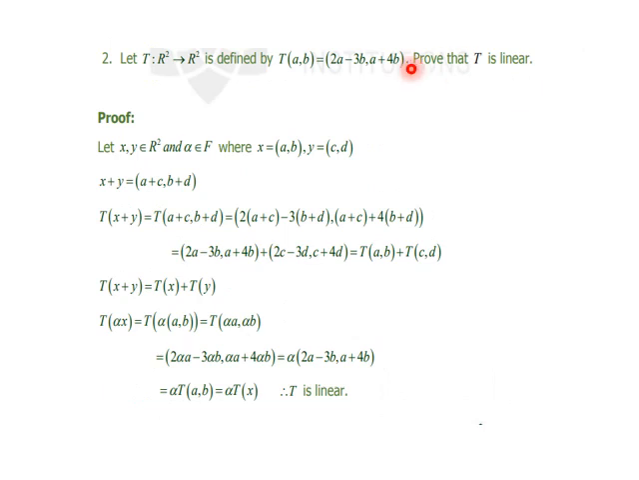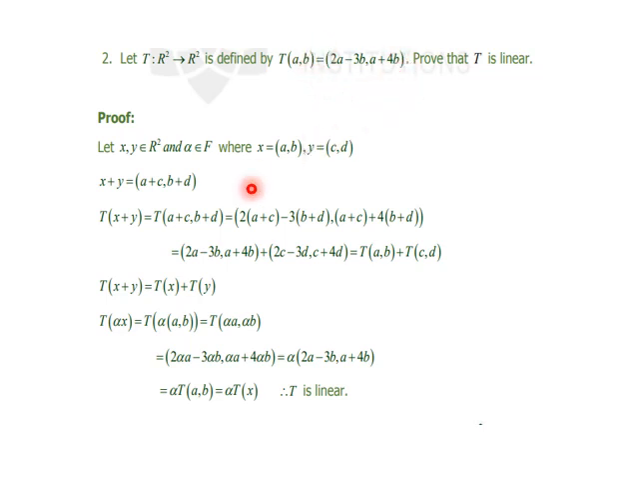Next one again. R square to R square, T is defined by T of a, b equal to 2a minus 3b comma a plus 4b. This part you have to remember correctly because everywhere we will be applying this definition. See, from sum to sum the T definition will vary. Your input is a comma b. When you apply T, your output will become 2 times the first component minus 3 times the second component. That is your first component. This next part will be the first component a plus 4 times the second.